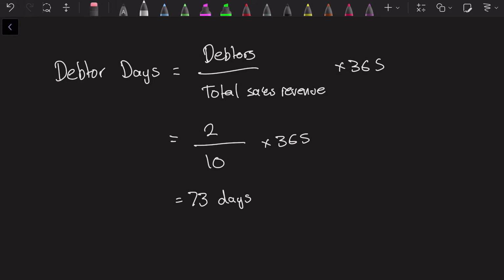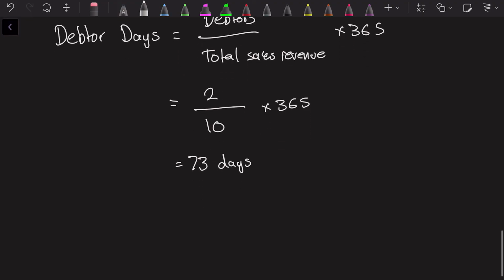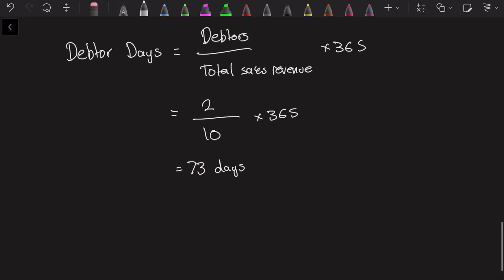Okay, you don't want this to be too long. Usually the lower this is, the better a business looks, because they collect their debts well, right? If this is like 200 days, you know, what are you doing? People are owing money to you for so long and you're still not collecting it. That's not that good of a thing. Creditor days is the exact same formula, but you just swap out debtors with creditors, and that's how long it takes for a business to pay off their debts.